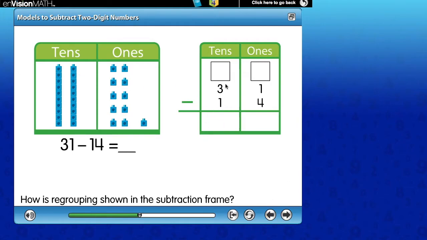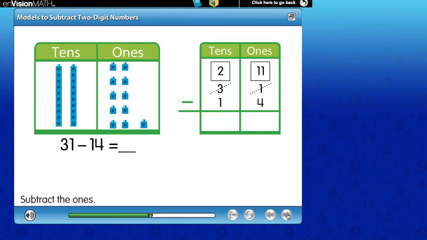So when we go to the subtraction frame, we have to change our numbers to make it match our place value mat. Write 2 to show 2 tens. Write 11 to show 11 ones. So now it matches our place value mat. We have 2 tens and 11 ones.